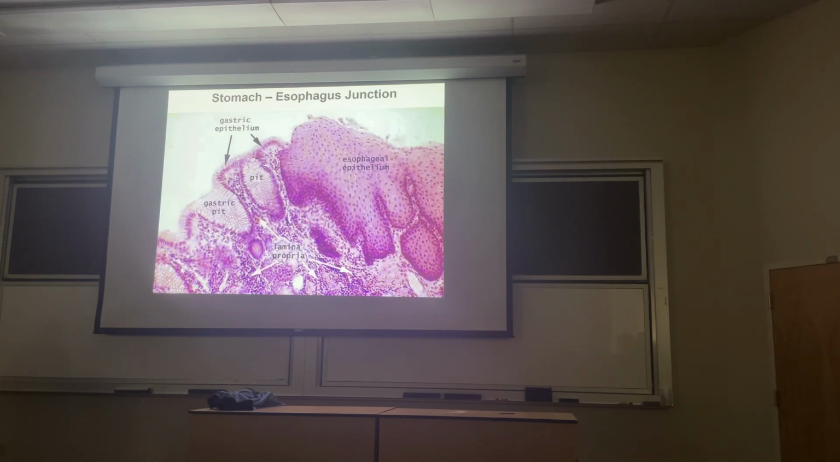Are we able to see parietal and chief cells? Like, are they histologically visible? We're definitely going to see those. Okay. Beautiful cells.